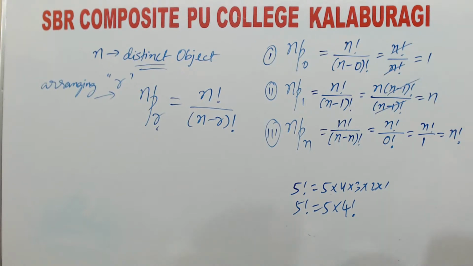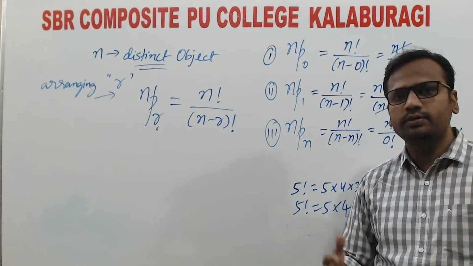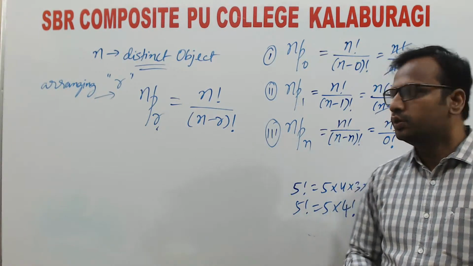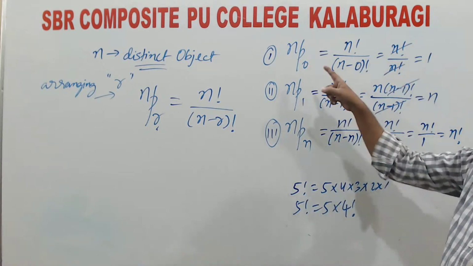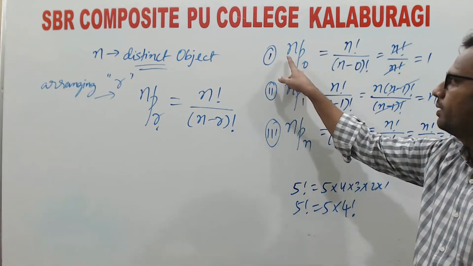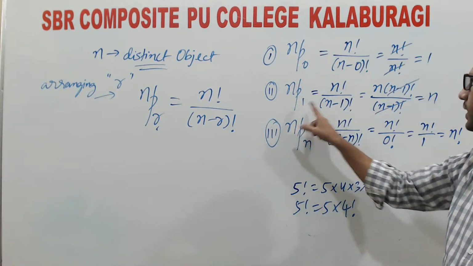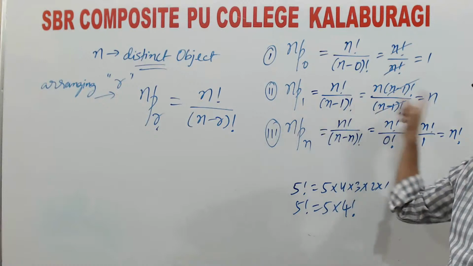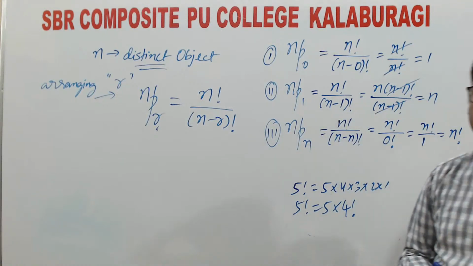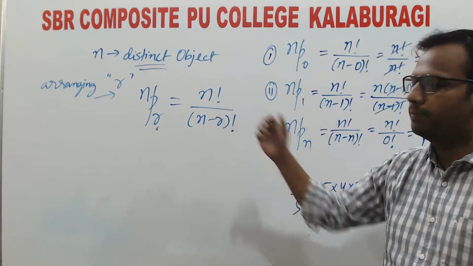So these are the special cases and you have to remember them. Why? Because in dealing with problems, you have to substitute the values directly. Okay? So remember nP0 is 1, nP1 is n, nPn is n factorial. So these are the three special cases by definition.